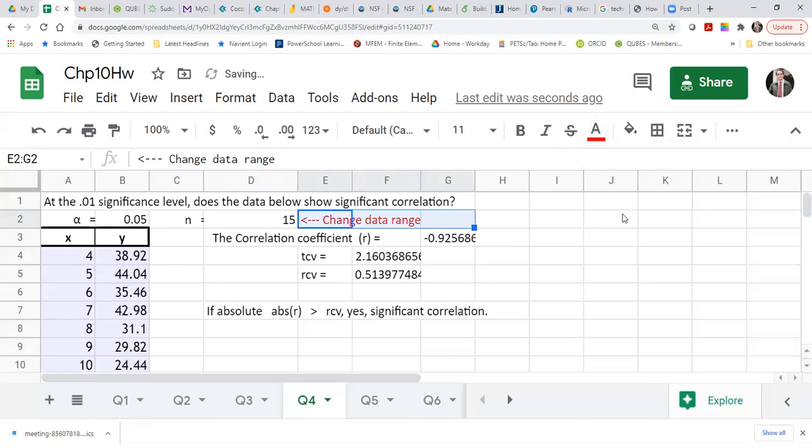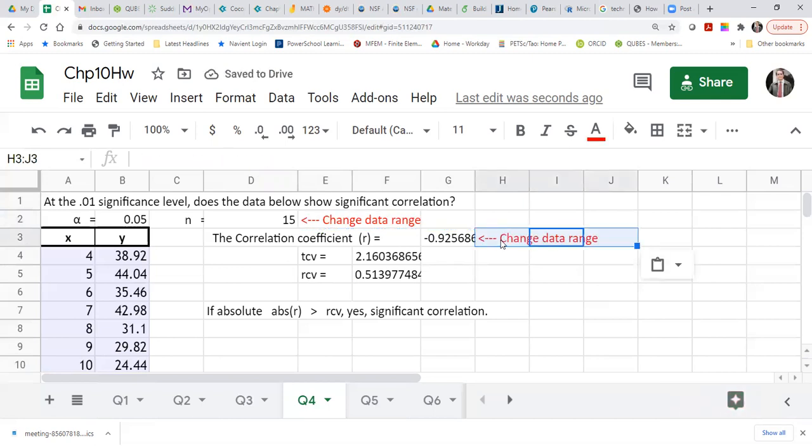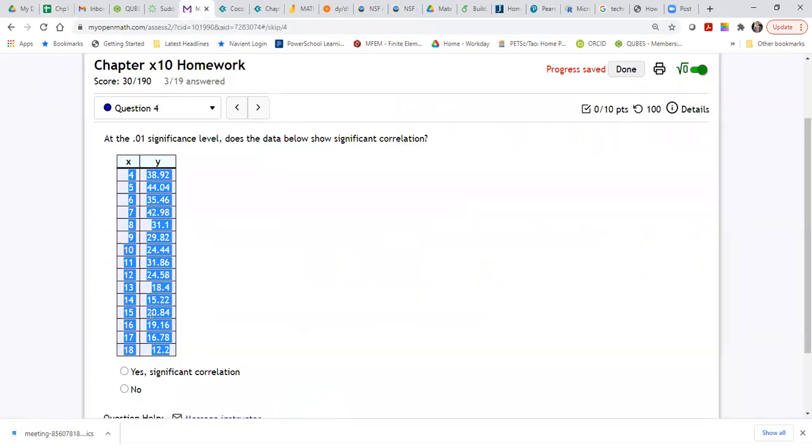Text color. Okay. Let me put it here. So make sure that you have to change that one, right? The data range. And automatically we'll find this one, this, and this one. Okay. So the answer is yes. Okay.